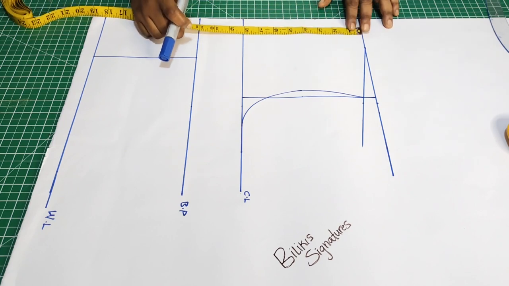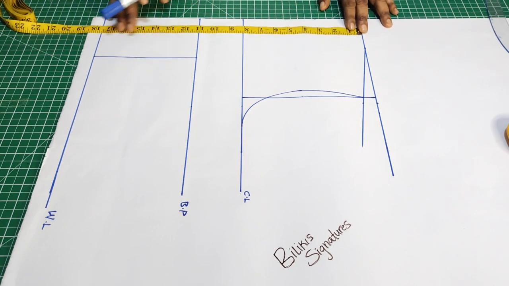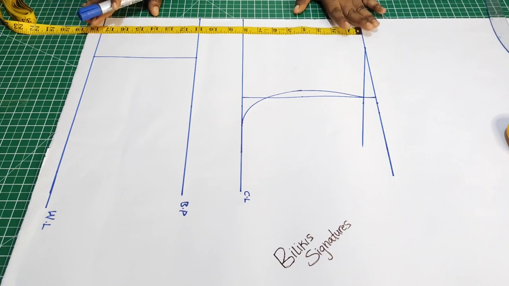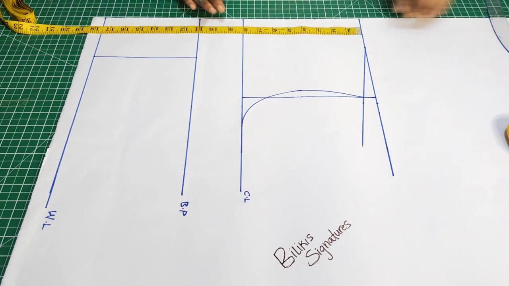Now you just need to insert the nape to waist measurement. For her it is 17 plus seam allowance, that is 17 and a half. So in this pattern we're just going to add all the seam allowance, so you could actually draft it directly on your fabric.